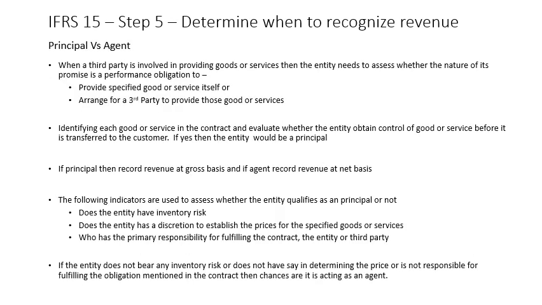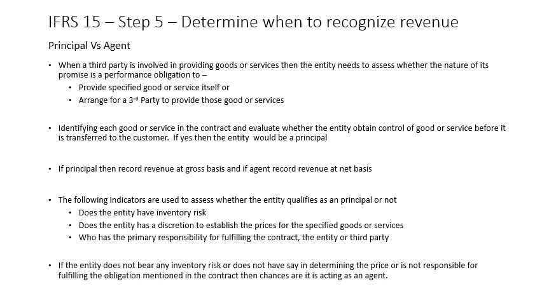Principal versus agent. When a third party is involved in providing goods or services, then the entity needs to assess whether the nature of its promise is a performance obligation to provide the specified good or service itself or to arrange for a third party to provide those goods or services. This is done by identifying each good or service in the contract and evaluating whether the entity obtained control of these goods or services before they are transferred to the customer.